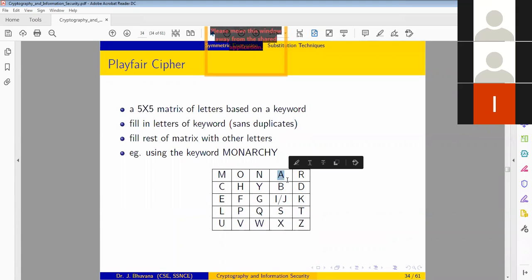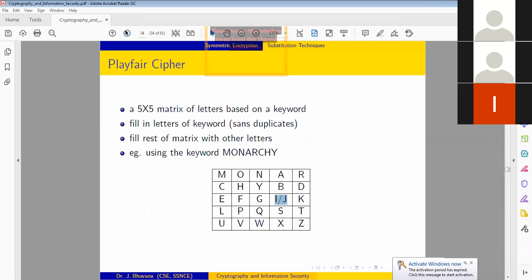A is already present, so I skip it and use B here. C is already present, I skip that, and then D, E, F, G; H is already present, skip it. As I said earlier, you can have two characters in one single cell so as to accommodate all 26 characters here. So I'm going to have I and J here, and in the same way the rest of the alphabet will be filled in the matrix. This is called the Playfair matrix. With reference to this matrix, I'm going to substitute one letter of the plain text with another letter.